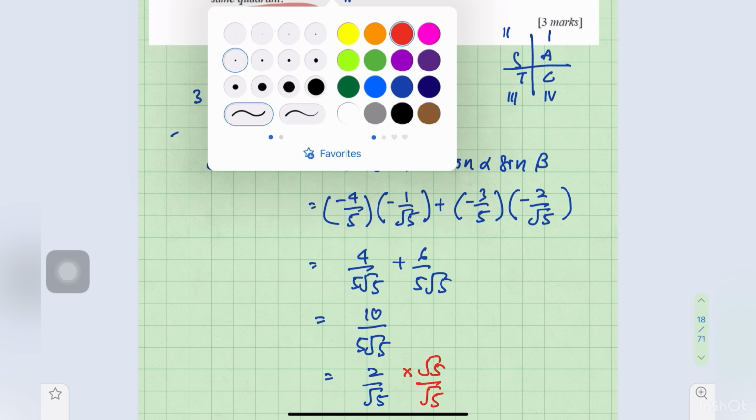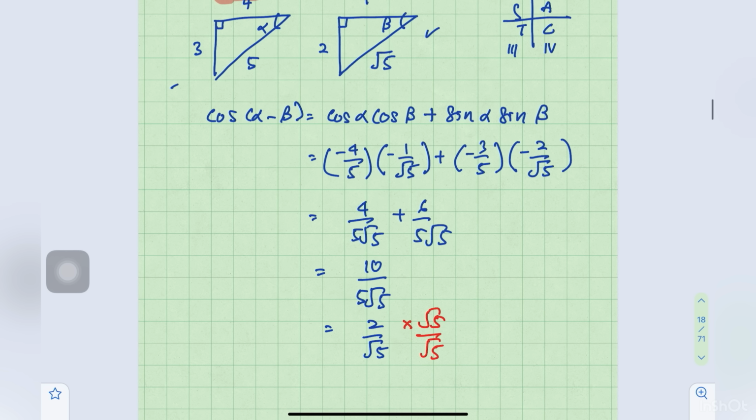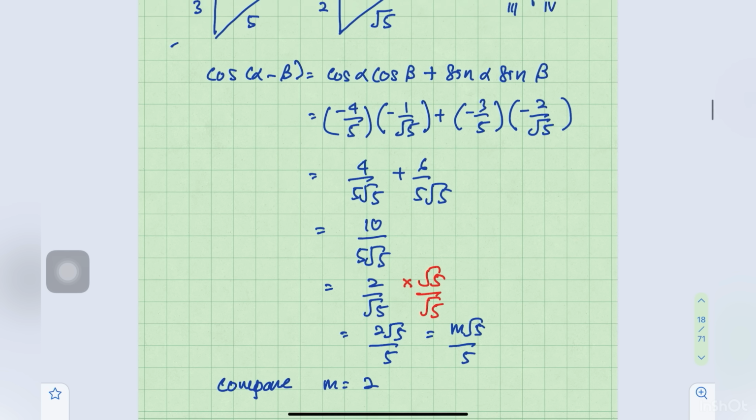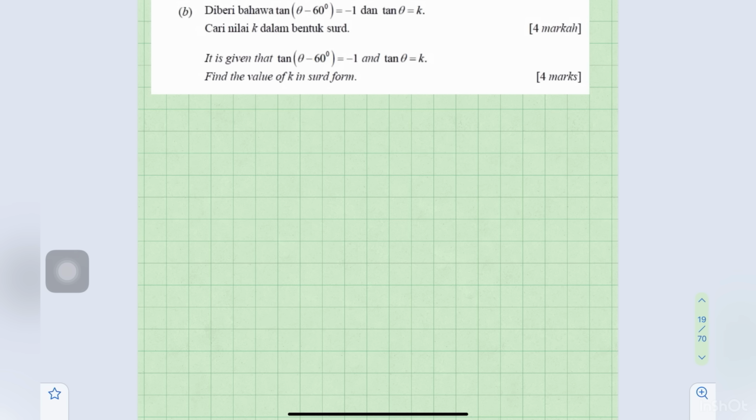Okay. So then this one gives what? 2 root 5 over 5. Compare with m root 5 over 5. Okay, so then we compare. We can identify that m is 2. Therefore, m equals 2.